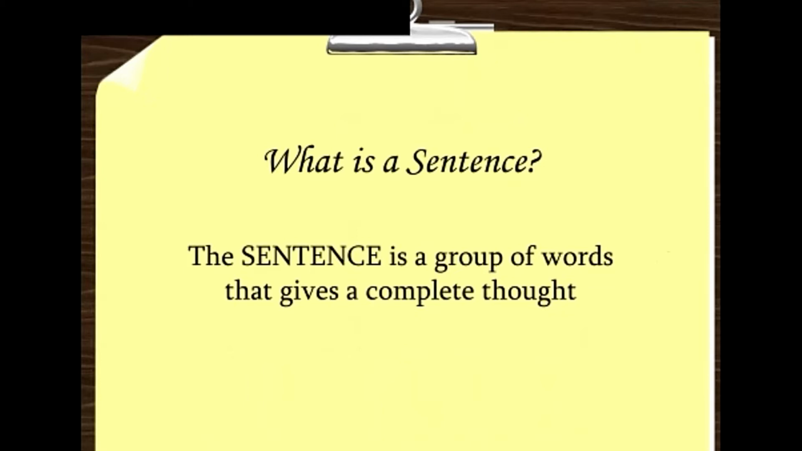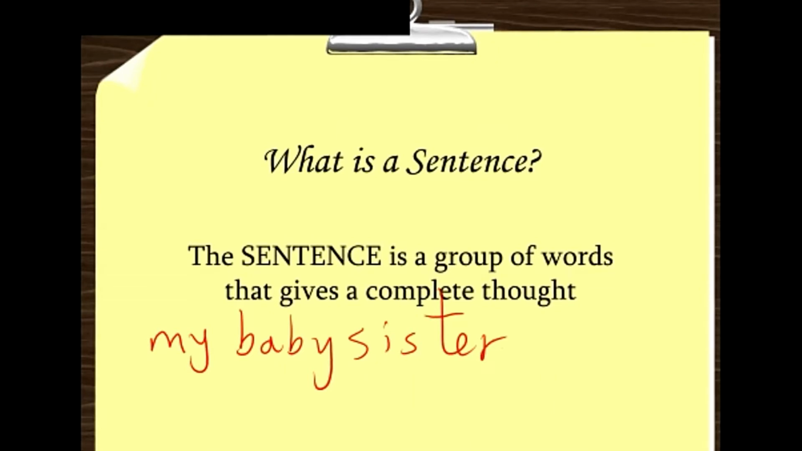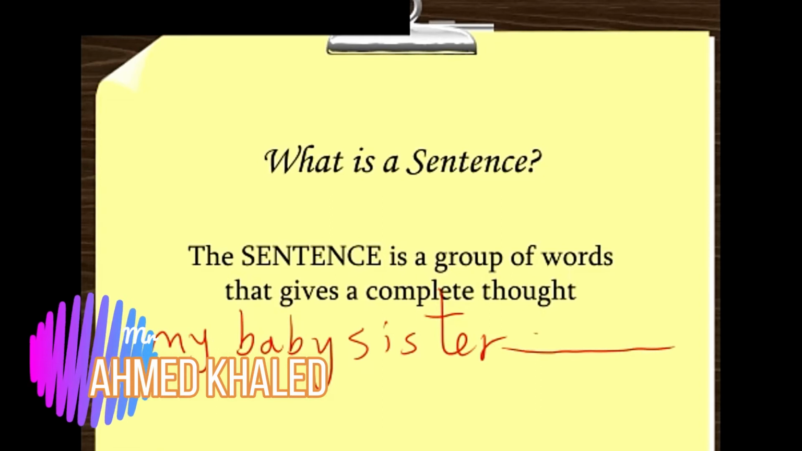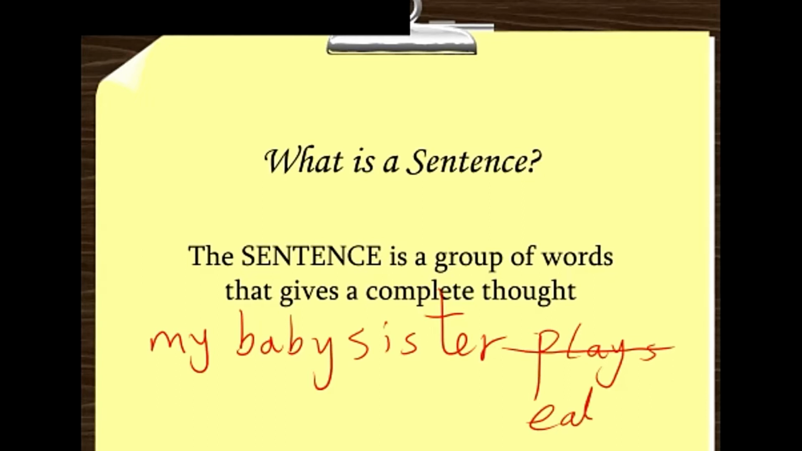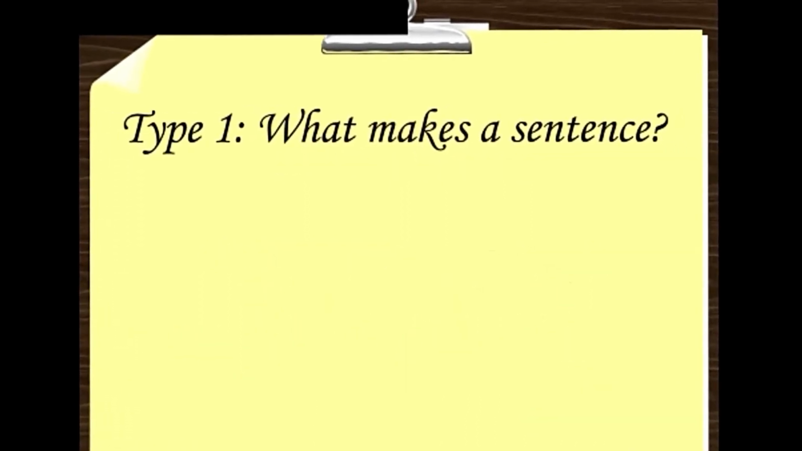Like, I can't say here, my baby sister. It is not a sentence. Why? Because I don't know what she does or what she did. But if I say, my baby sister plays, or eats, then we have the naming part and the action part. It gives me a complete thought.